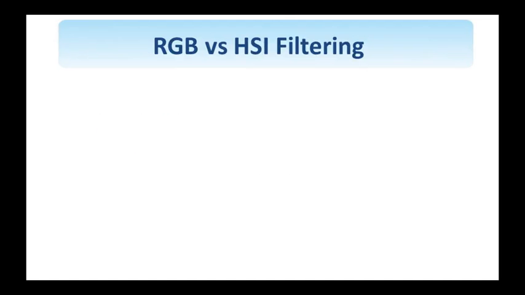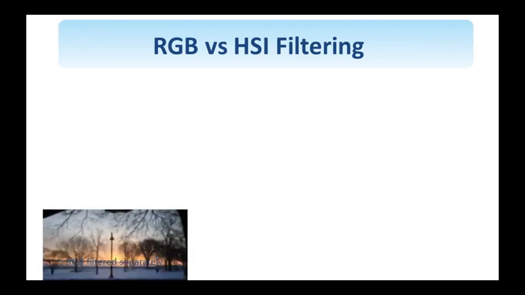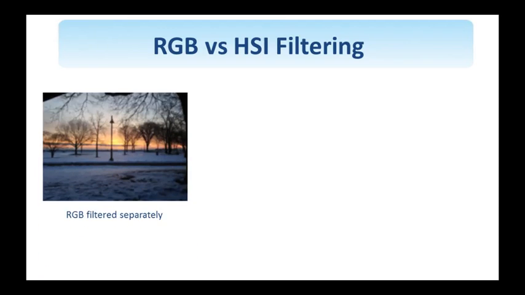We show here a simple example where RGB and HSI filtering is compared. So this is a blurred version of the original image we showed earlier. A 5x5 flat filter was used in blurring this image, and each of the channels, the R, G and B channels, was filtered separately.